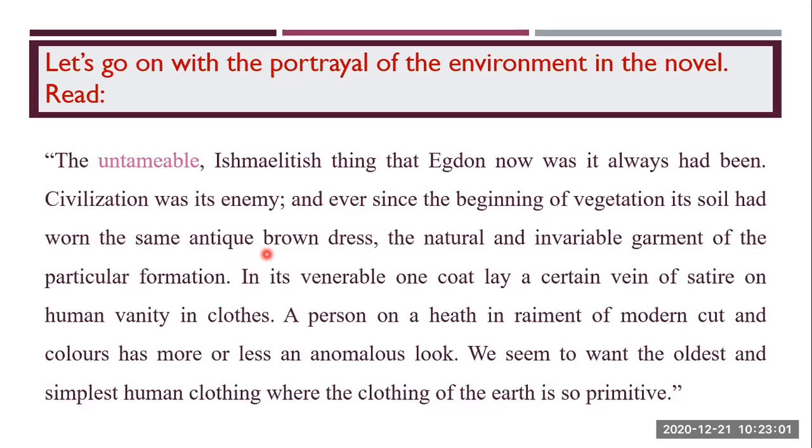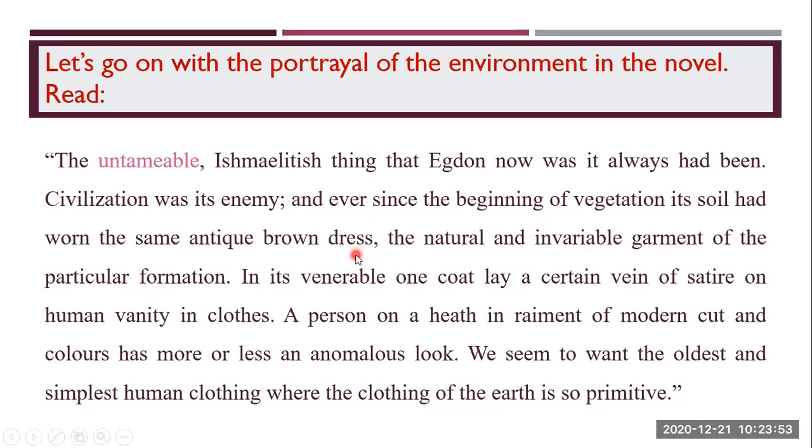From where does Egdon Heath gain this color? From its vegetation. So from the beginning of vegetation, its soil had worn the same antique brown dress. What is its vegetation? Furze. Furze is its vegetation, the natural and invariable garment of the particular formation of that land. The natural vegetation is like a garment for that land.